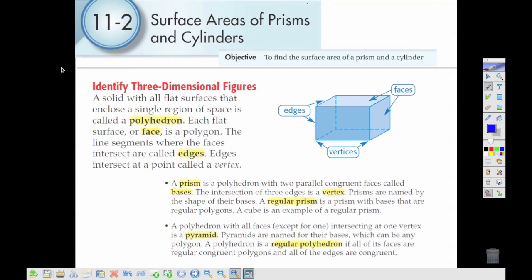Okay, we'll be looking now at section 11.2, which is dealing with surface areas of prisms and cylinders. Now we are kind of skipping section 1, but I'm going to talk about the important parts in this lesson. The first thing is defining a polyhedron.